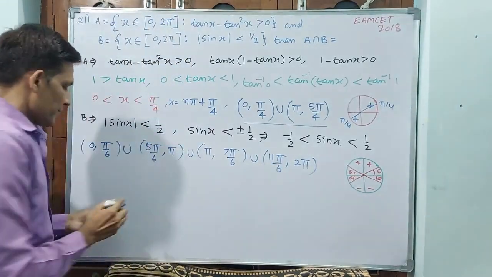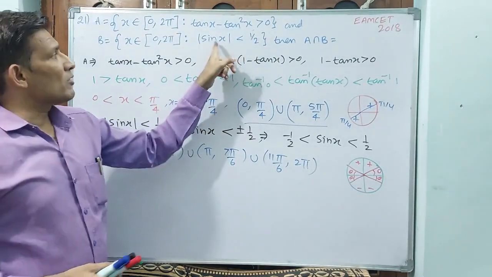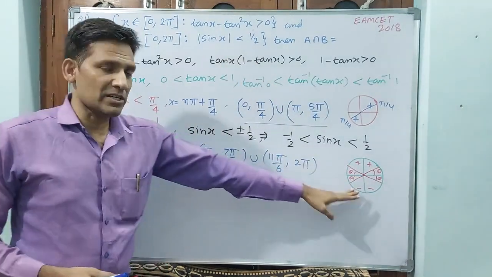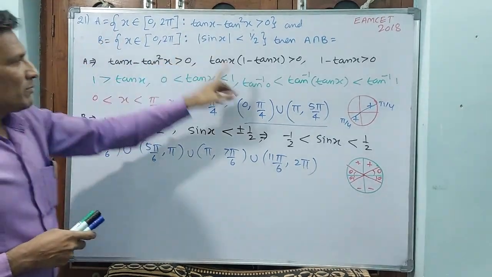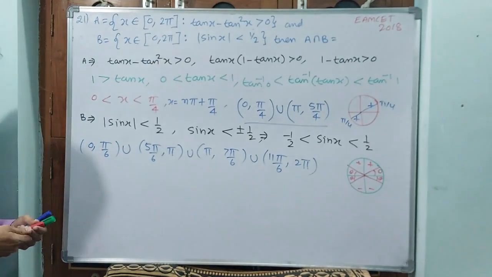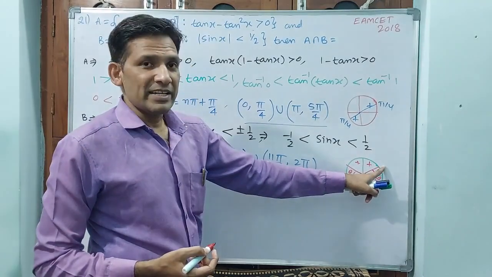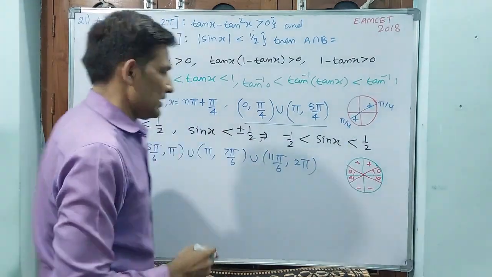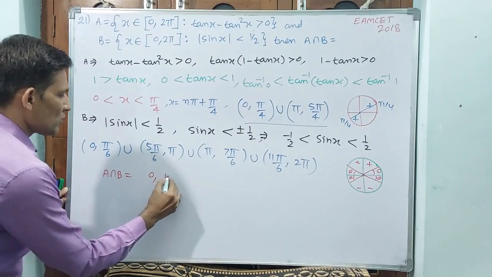Okay, see, for B, 4 values are there. Since they have given modulus, plus or minus 1 by 2 comes. Plus 1 by 2 itself is 2 values, minus 1 by 2 itself is 2 values. All are eligible for B. 2 values are eligible for A. But what about A intersection B? That is the logic. Now you tell me, 45 degree, 30 degree, 0 to 30 degree, 0 to 45 degree. Intersection means what you have to take? You have to take only 0 to 30 degree. That means A intersection B is equal to 0 to 30 degree.